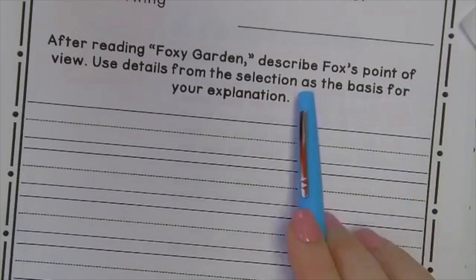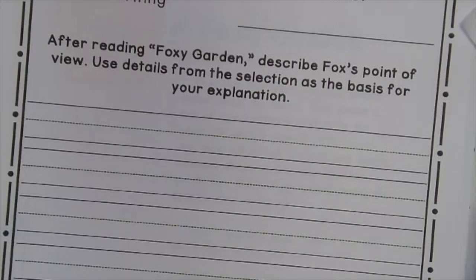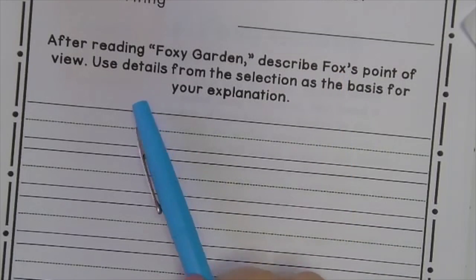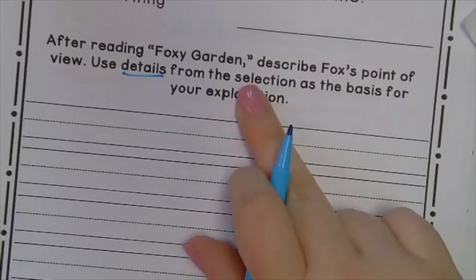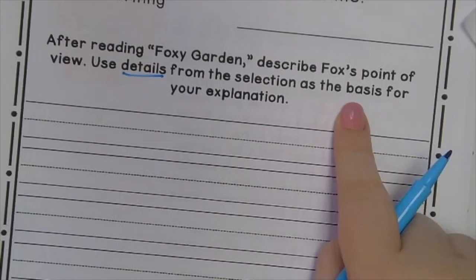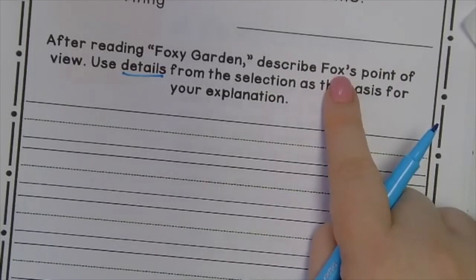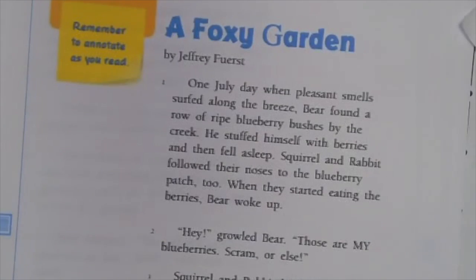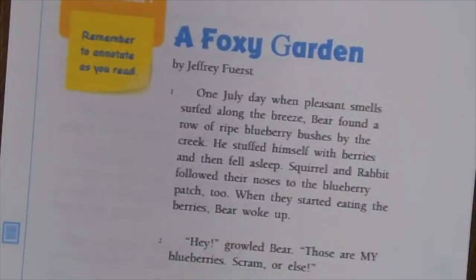So point of view, what that is saying is how a character thinks and how they feel. So we're going to be paying attention to Fox and how Fox thinks and feels. It says that we're going to use details from the selection. That just means the story. For the basis, so basically to support our explanation of Fox's point of view. So now we know that when we go to read our story, we're going to be paying attention to Fox.